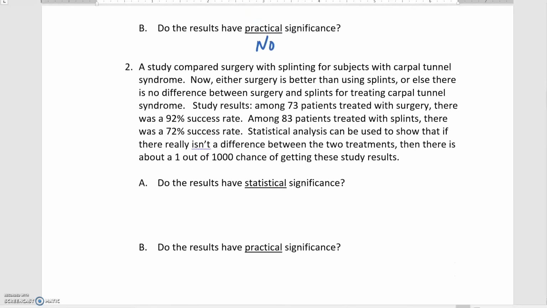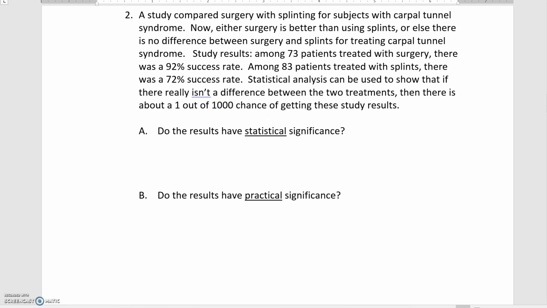So let's look at one more example. This one says, a study compared surgery with splinting for subjects with carpal tunnel syndrome. Now, either surgery is better than using splints, or there is no difference between surgery and splints for treating carpal tunnel syndrome. So here are the results. Among 73 patients treated with surgery, there was a 92% success rate. Among 83 patients treated with splints, there was a 72% success rate. Statistical analysis can be used to show that if there really isn't a difference between the two treatments, then there's about a 1 out of 1,000 chance of getting these results. So 1 out of 1,000 is a 0.1% chance.